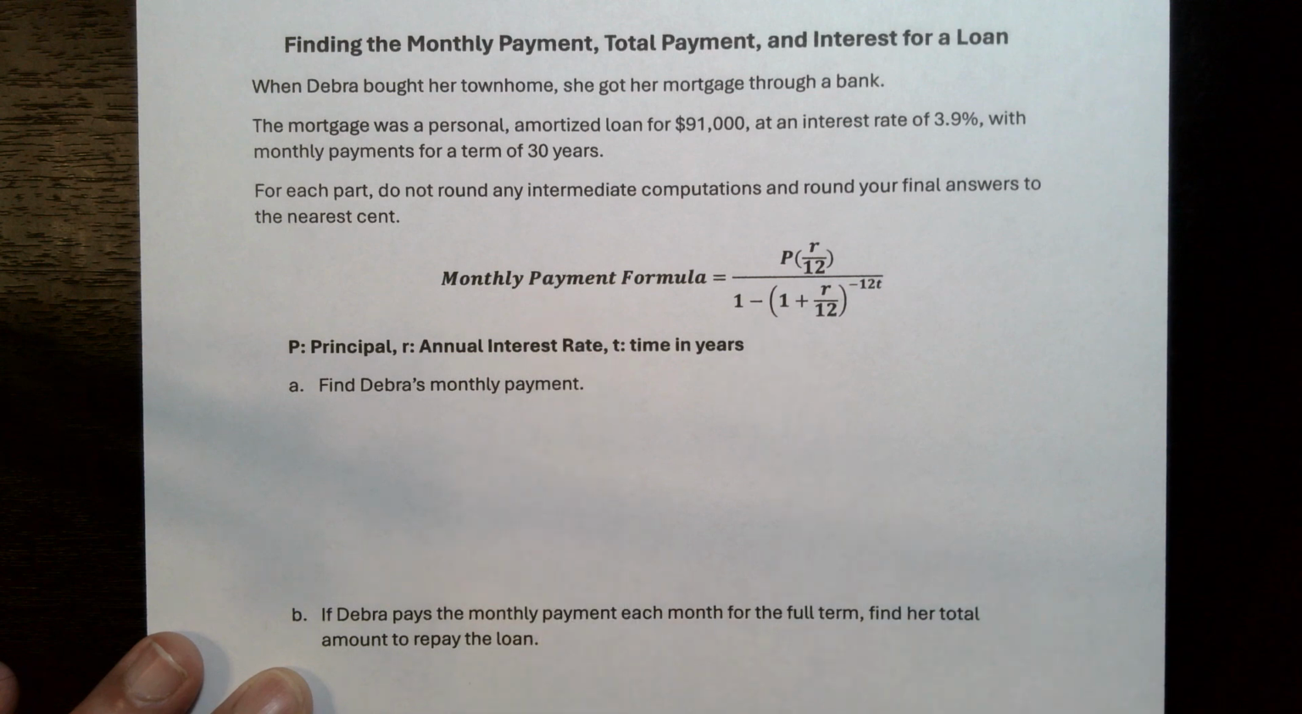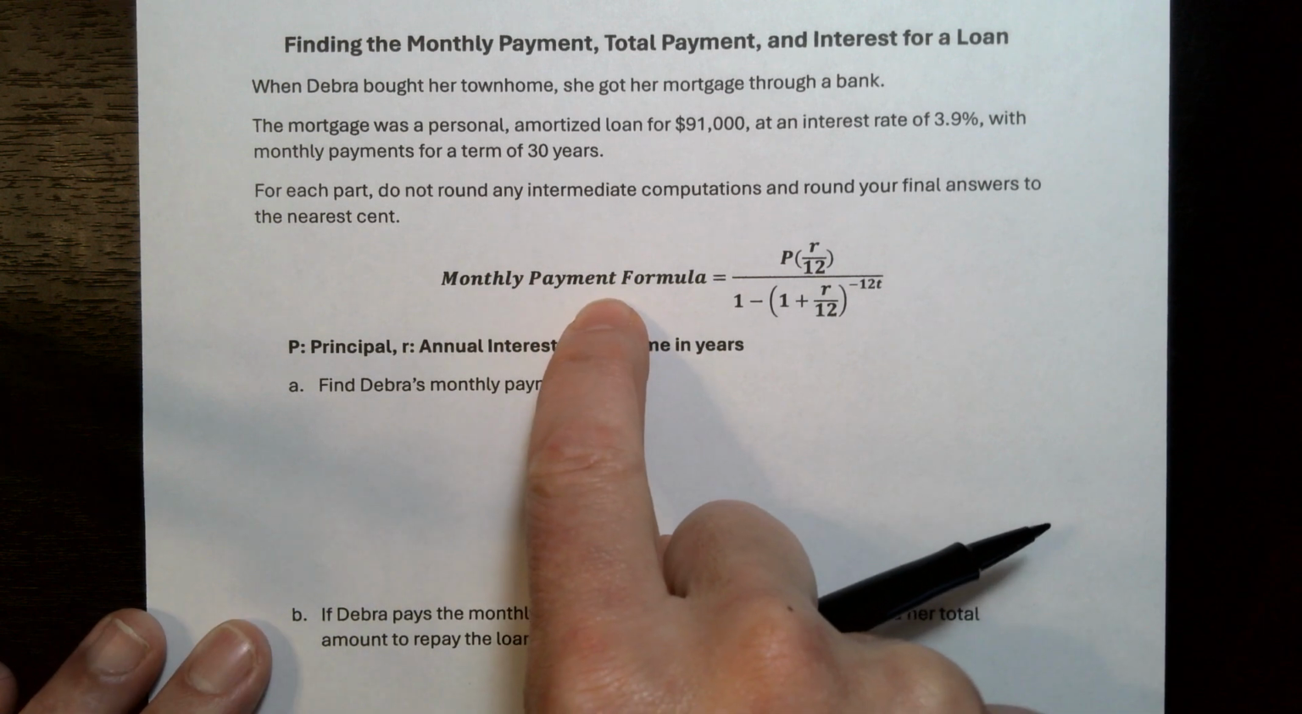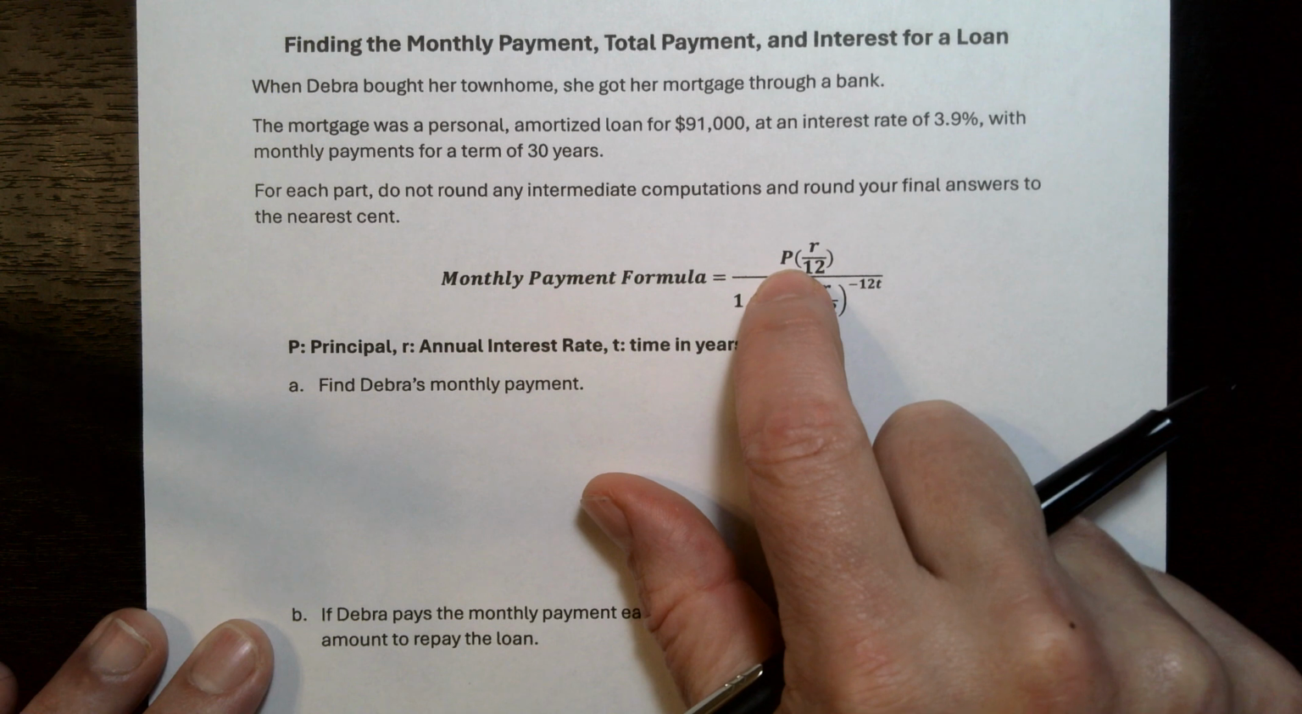If you're doing this problem in ALEKS and you do round the intermediate computations, you're still going to get the right answer, just an FYI. Okay, so here's our monthly payment formula. So we've got some variables in here.